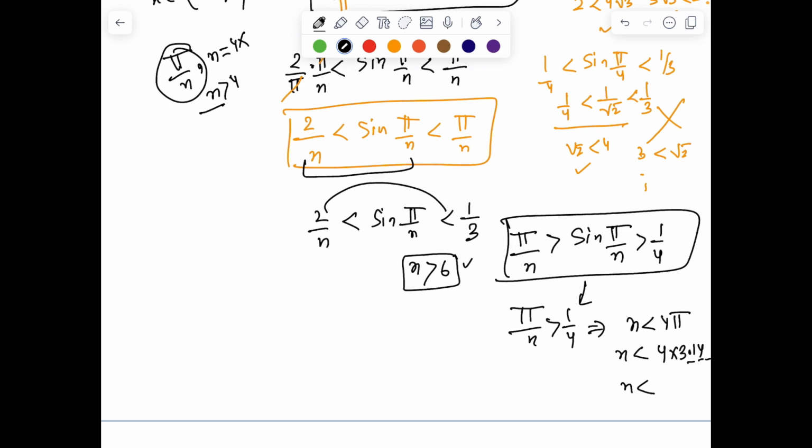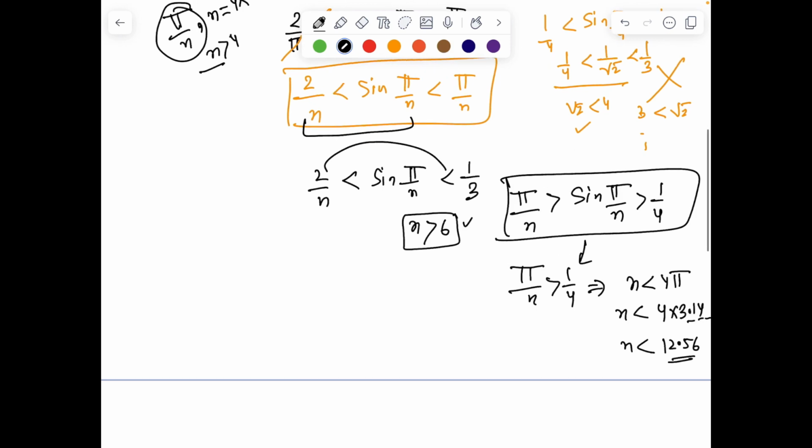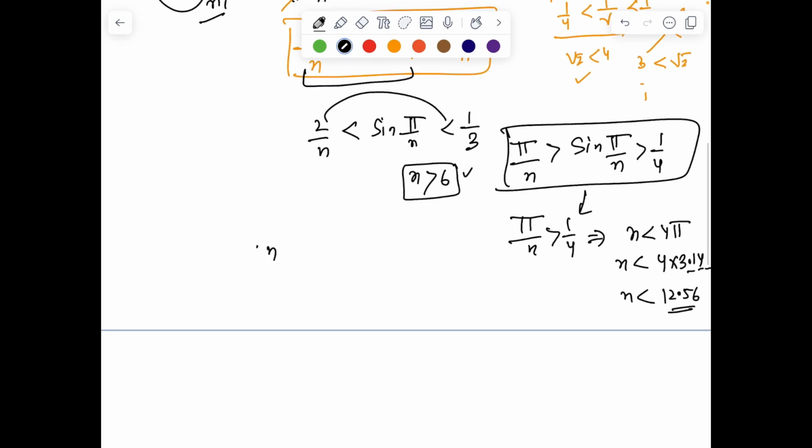Now what exactly is the value of 4 pi? Let's check. 4 pi is going to be 12.56, right? So now I know n has to be sandwiched between 6 to 12, but still this window is not very tight, so we'll try to maybe tighten it up, but at least some hope, because now I have to check for n equal to 7, 8, 9, 10, 11 and 12.